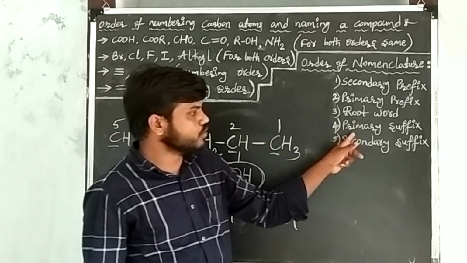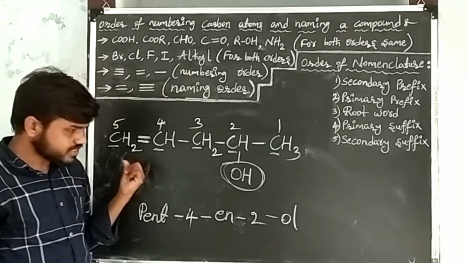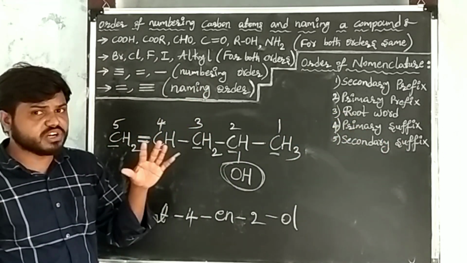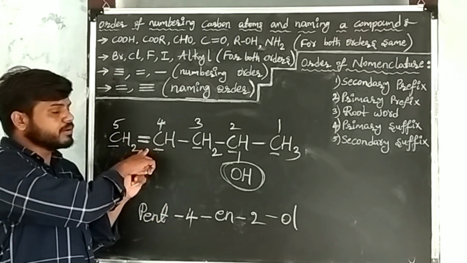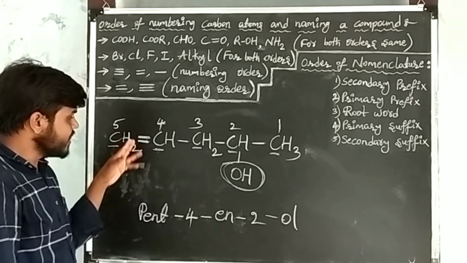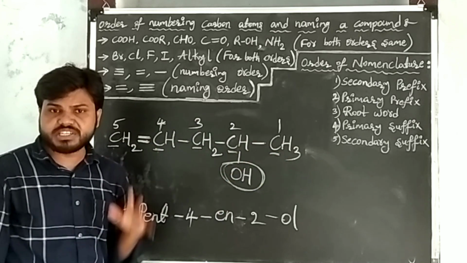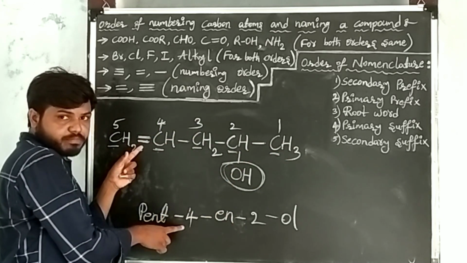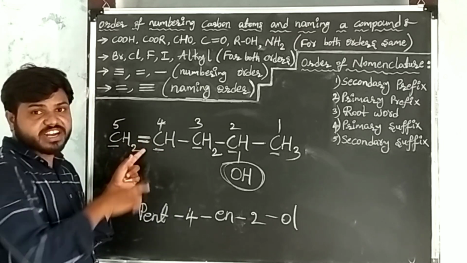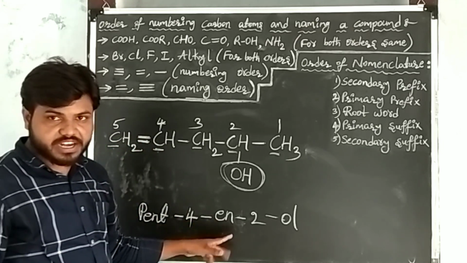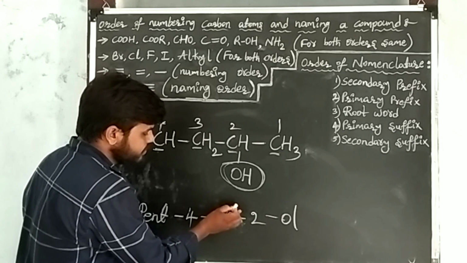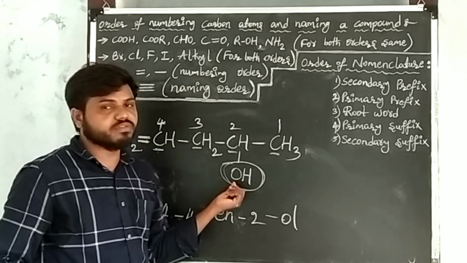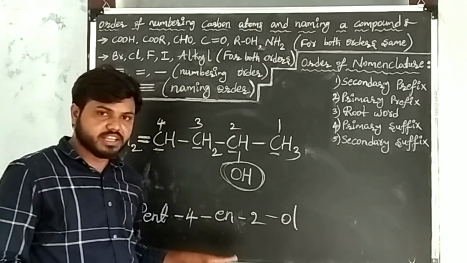After writing the root word, go to the primary suffix. Primary suffixes are single bonds, double bonds, triple bonds. Here there is one double bond, and the remaining are all single bonds. When we have a double bond, don't write the single bond suffix. First write the position of the double bond, that is 4. After writing the position, write the suffix of the double bond, en. I wrote en. No need to take the e because in the given compound there is a functional group, that's why we don't take the e.